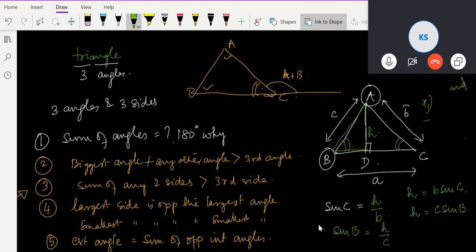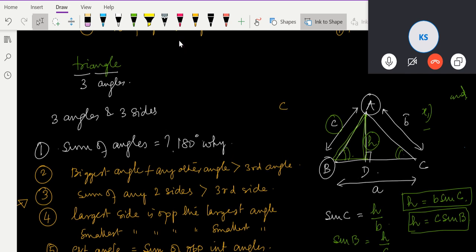This is my angle B. Sine of angle B is opposite, which is AD, over hypotenuse, which is AB. That means H over C. So from there, I am writing H as C sine B. And I have also found H as B sine C.